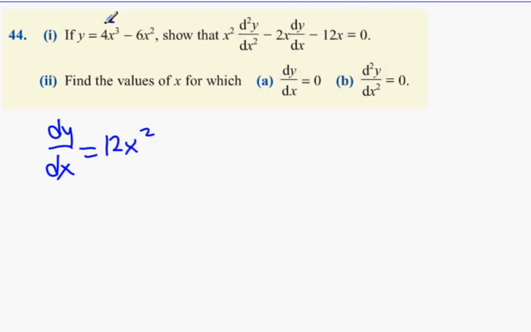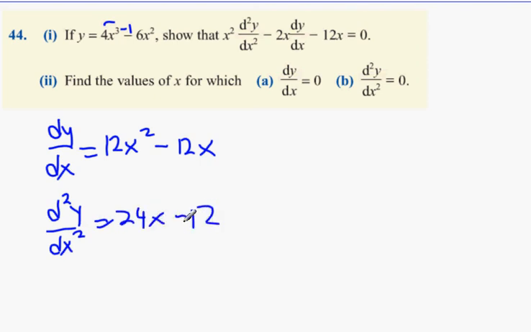Okay? So what we're going to get is dy/dx equals, anybody? 12x squared. 3 by 4, 12. Take away the 1, 2 times 6 minus 12x. Differentiate again. 24x minus 12. Stop there.